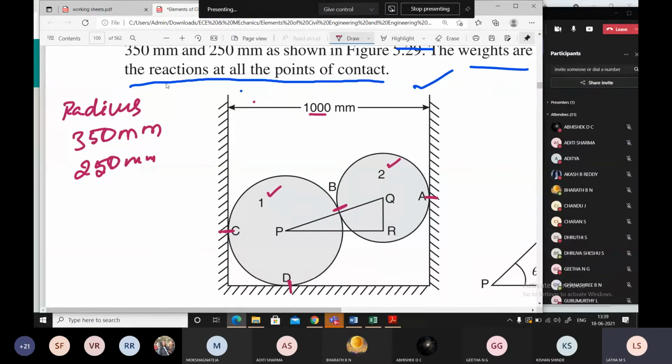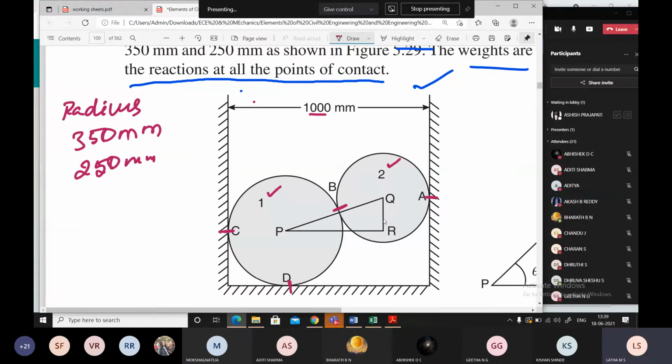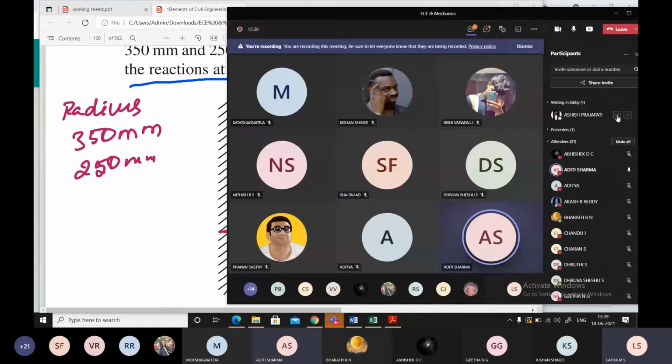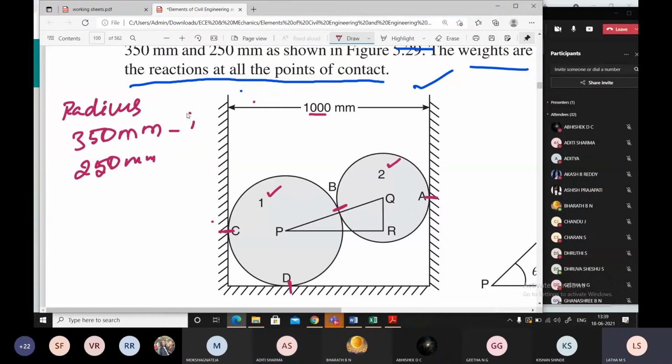There are two spheres, correct? Which one is having a radius of 350? Which one is having a radius of 250? Tell me now. Ma'am, P is having a radius of 350. Yes, sphere 1 is having a radius of 350 because it is huge in size. And sphere 2 is having a radius of 250. Correct? Only the radius is given.